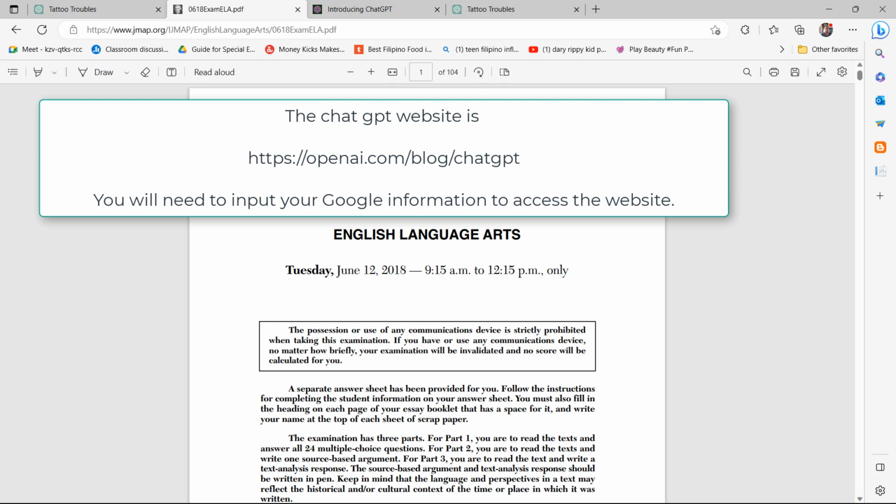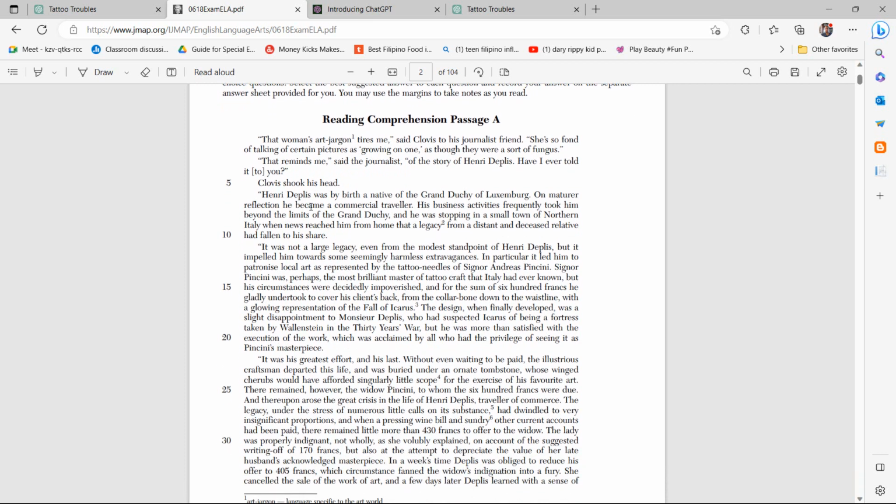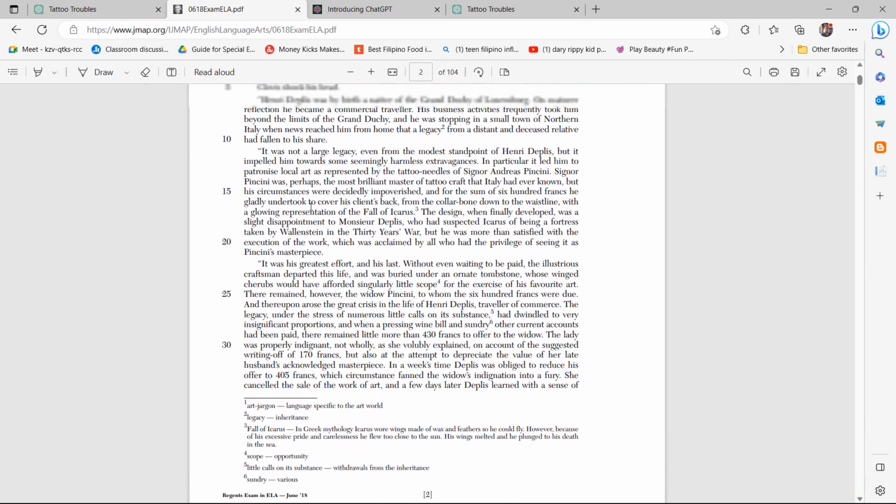How to use ChatGPT to help you study for the English Regents. Okay, so you're struggling with the English Regents. You're reading this stuff, it's going in one ear and coming out the other. You have no clue what it's about. You're taking practice tests, you're failing everything.